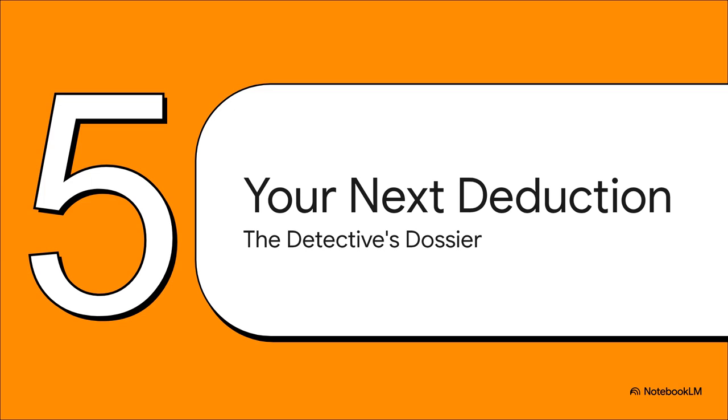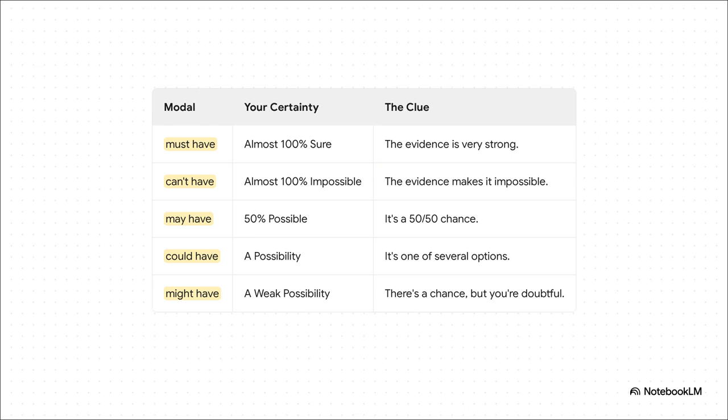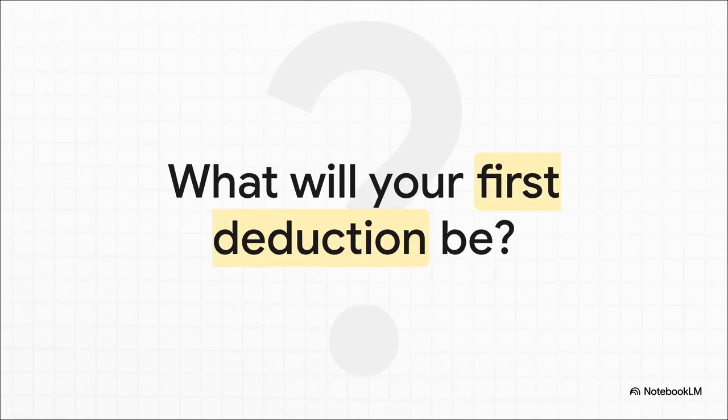So just to help these new tools stick in your brain, let's pull up the complete case file one last time. And here it is, your entire toolkit on one page. You've got must have for when you're almost sure, can't have for when it's impossible, then you've got may have for that 50-50 shot, could have for listing one of several ideas, and might have for when you have a hunch, but you're a bit doubtful. This is your go-to guide for making sense of the past. So, you are now officially equipped as a grammatical detective. The world out there is full of these little mysteries just waiting to be solved. So the next time you see those crumbs on the counter or you get an unanswered text, what clue will you follow? And what will your first deduction be?